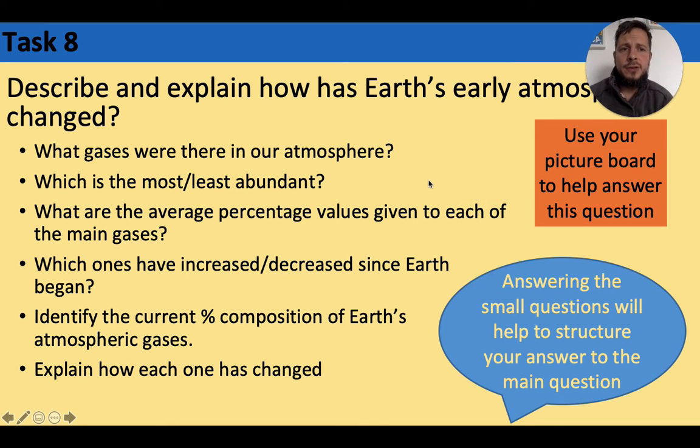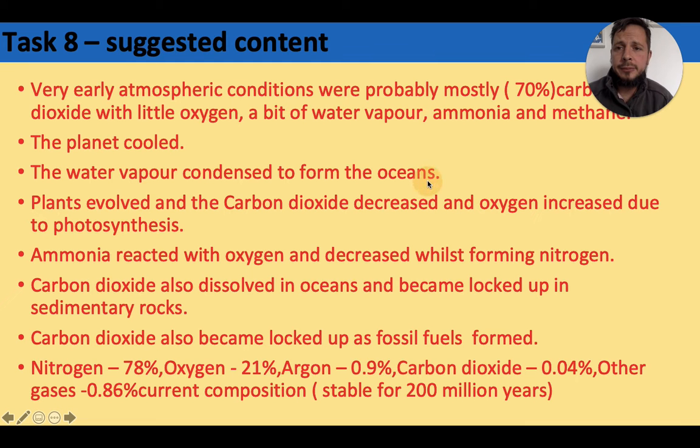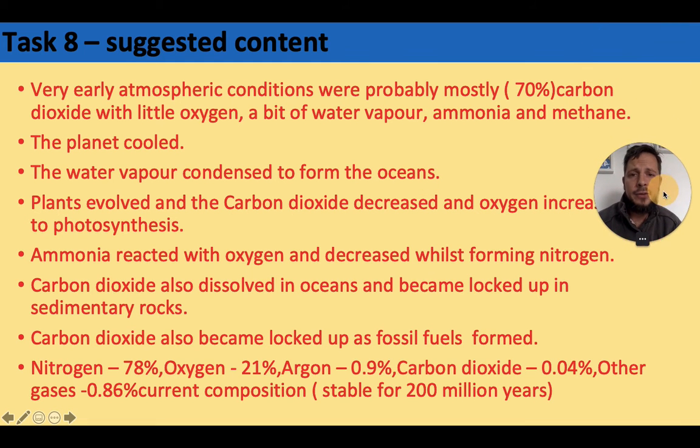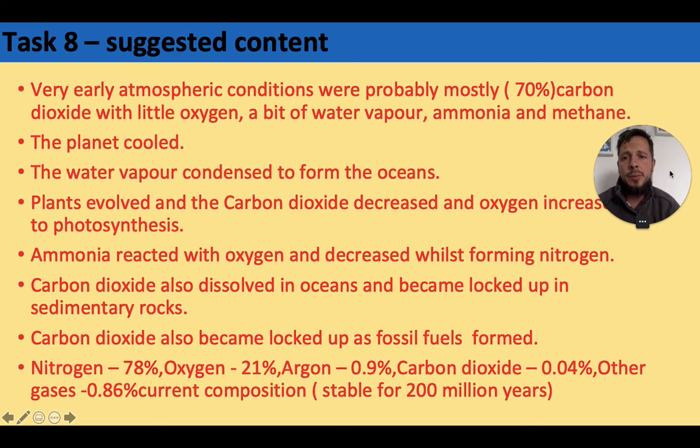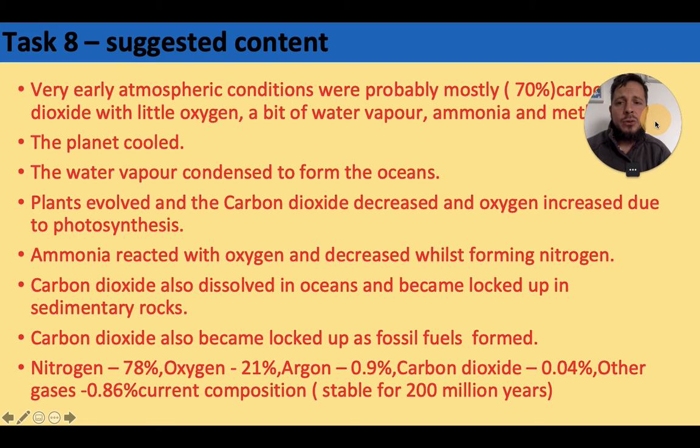So these are a few things that you could have included in your answer. The very early atmospheric conditions were probably mostly 70% carbon dioxide, little oxygen, a bit of water vapour, ammonia and methane. As the planet cooled, the water vapour condensed to form the oceans. Plants evolved and the carbon dioxide decreased and oxygen increased due to photosynthesis. Ammonia reacted with oxygen and decreased whilst forming nitrogen. Carbon dioxide also dissolved in the oceans and became locked up in sedimentary rocks, that's your limestones. Carbon dioxide also became locked up as fossil fuels.